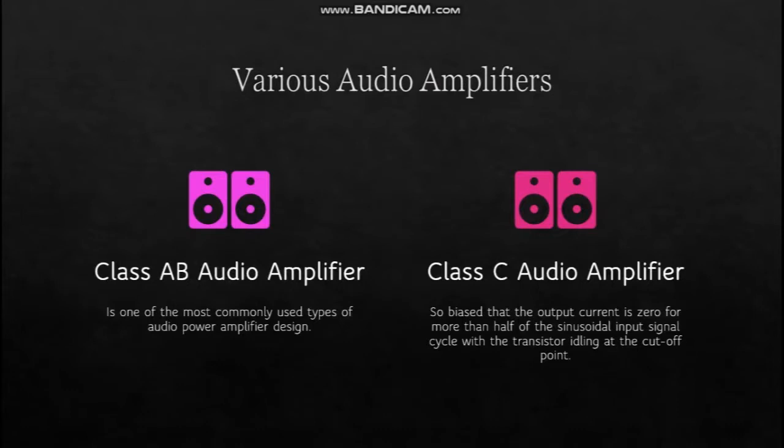And the three variants of audio amplifier are class A, B, and C. And this class AB is one of the most commonly used types of audio power amplifier design. And for class C audio amplifiers, the bias is such that the output current is zero for more than half of the sinusoidal input signal cycle, with the transistor idling at the cutoff point. And I will show you the circuit from class AB and class C.